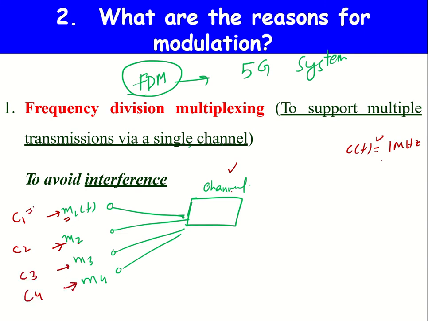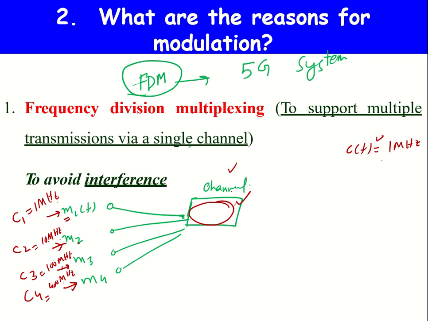For example, this carrier frequency is 1 megahertz. This could be 10 megahertz. This could be 100 megahertz. This could be 400 megahertz, for example. Okay, so with the different carriers, we will get the different modulated signals. So we can transmit them in the same channel.